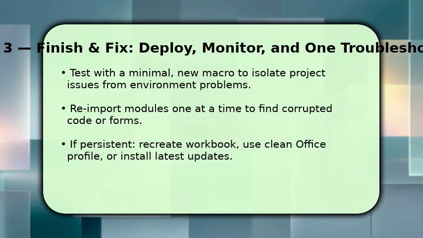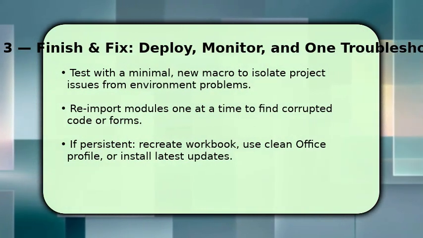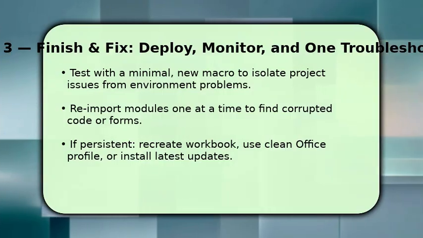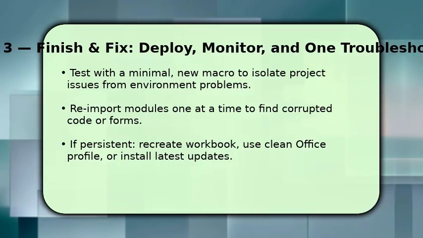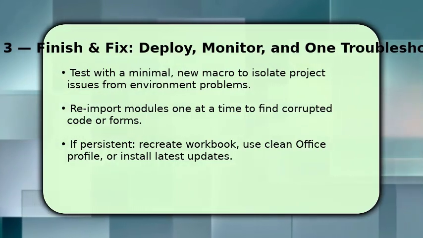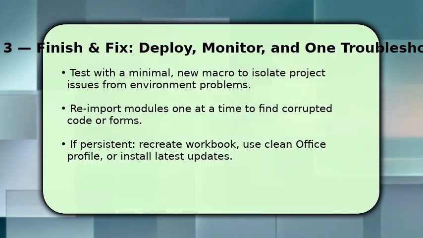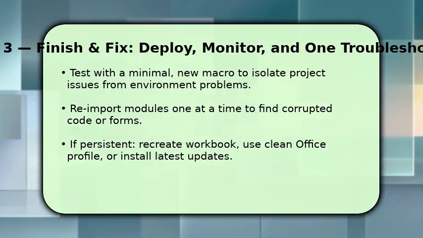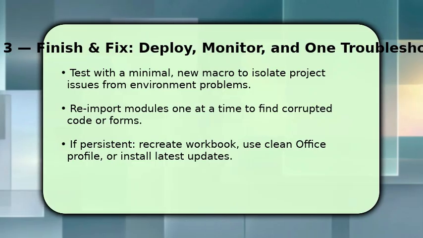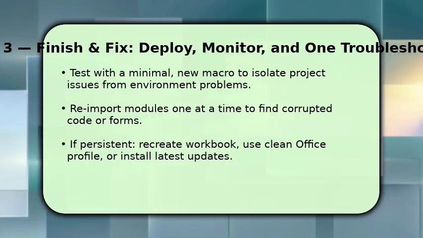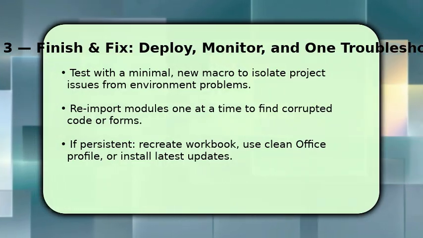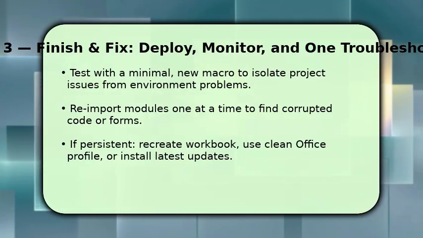You finish by isolating whether the problem is the project or the environment. Create and run a minimal new macro. If it runs, re-import modules one at a time so you can locate corrupted code or forms. If error 400 persists, recreate the workbook in a fresh file, try a clean Office user profile, and install the latest Office updates because patches often fix runtime bugs.